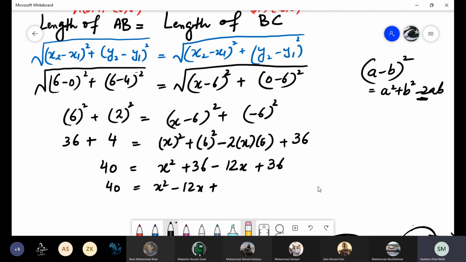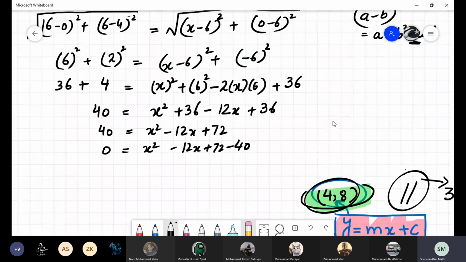36 plus 36 is 72. So we can write it in equation form. Whenever we are writing something in equation form, one side should be equal to 0. Take this 40 and move it to the other side. So here will be 0 only. x square minus 12x plus 72 minus 40. Subtract 40 from 72, it will be just 32.